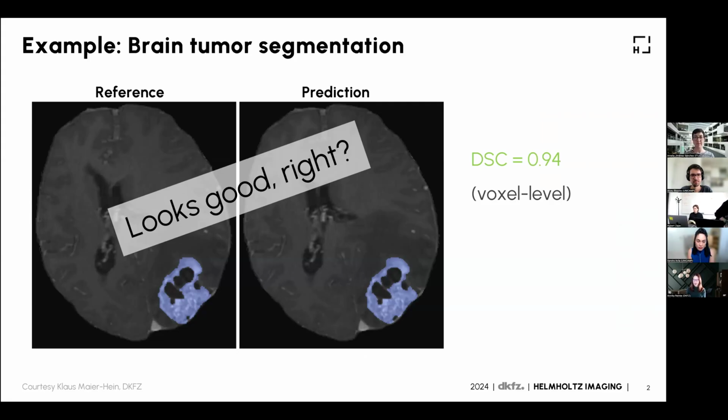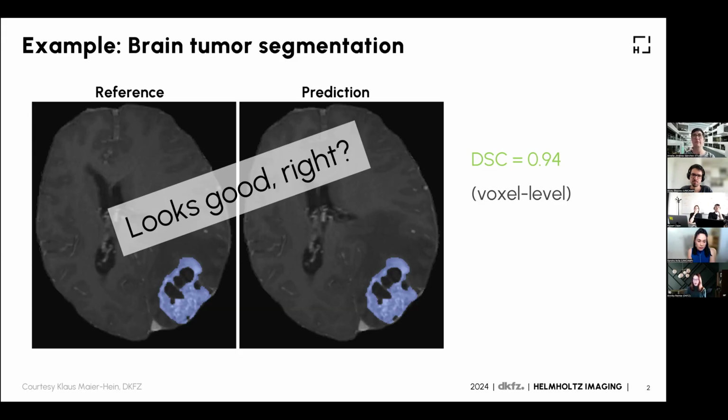So let's start with an example, something that's probably known to most of us, brain tumor segmentation, like the standard application when you work in segmentation. And here you see an image of the prediction of a state-of-the-art algorithm, which gets a very high performance with the most common metric used in brain tumor segmentation, the Dice similarity coefficient. If you look at the prediction and compare it to the reference, it looks quite good. So most tumor pixels are detected.